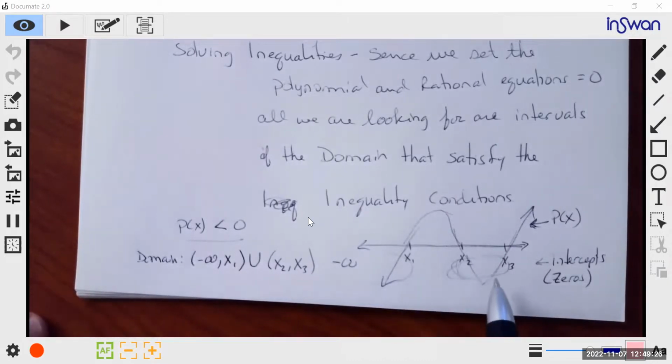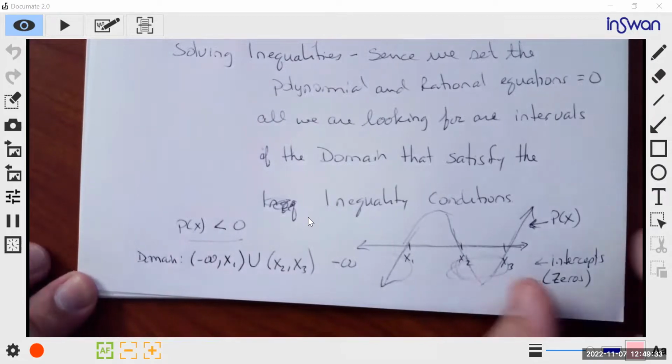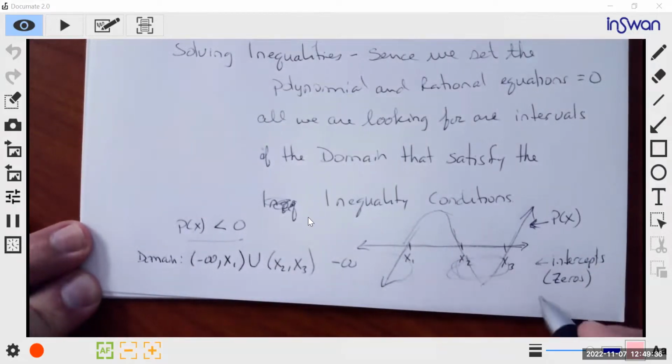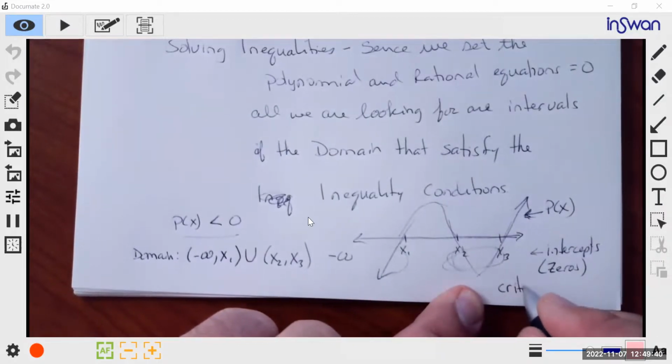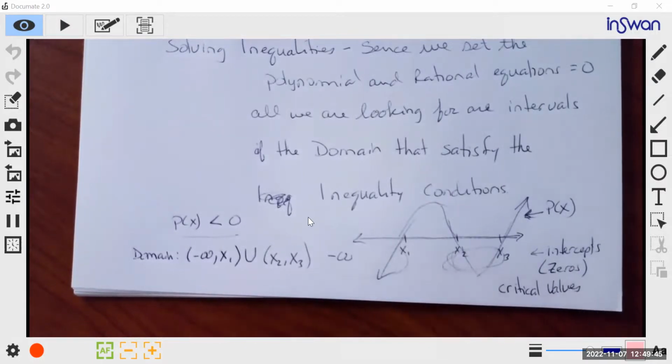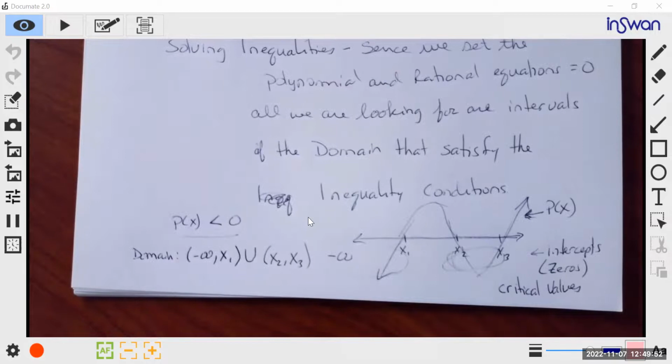You won't always have the graph. You will have the polynomial, but once you find the x-intercepts, the zeros, we call those critical values. The reason they're called critical values is because they tell us where the boundaries begin and end for each domain.